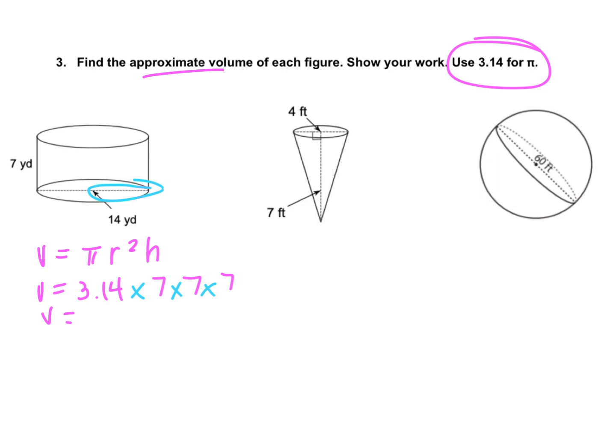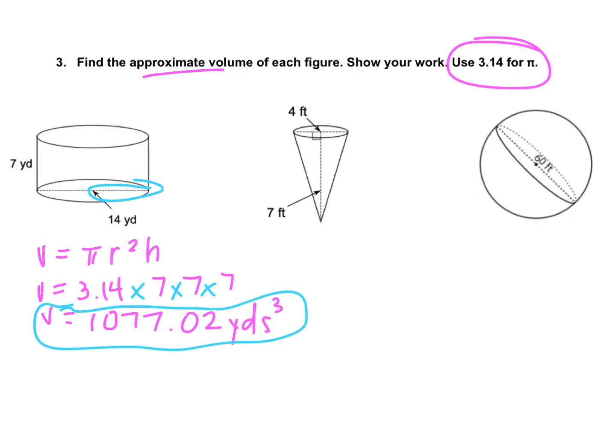And 7 times 7 times 7 times 3.14, all of that, I get 1,077 and 0.02. And remember that's yards cubed, or cubic yards. Okay, make sure you show all of that work.